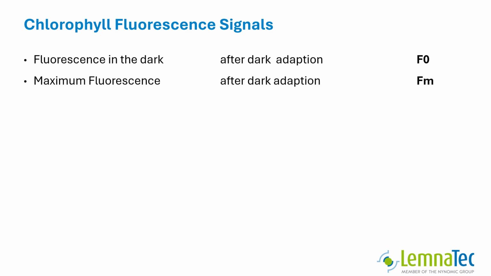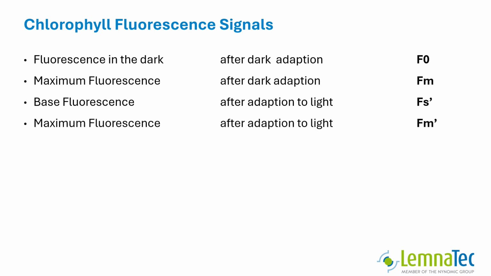name. Usually, we find images for fluorescence in the dark after dark adaptation, called F0, maximum fluorescence after dark adaptation, called FM, base fluorescence after adaptation to light, called Fs', and maximum fluorescence after adaptation to light, called Fm'. For some of these frames, other names are also used depending on who you ask. In this video, I will use FM0, FM, Fs', and Fm'.